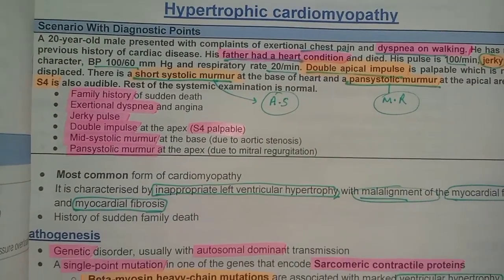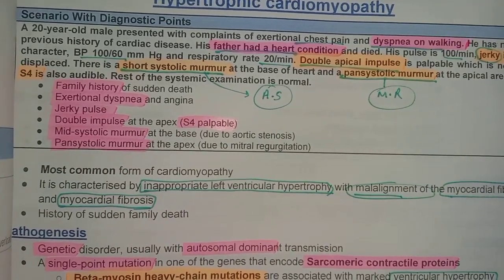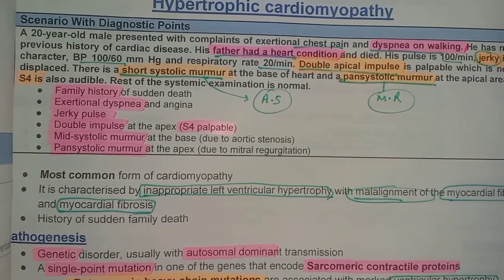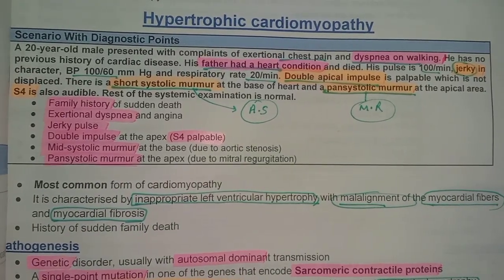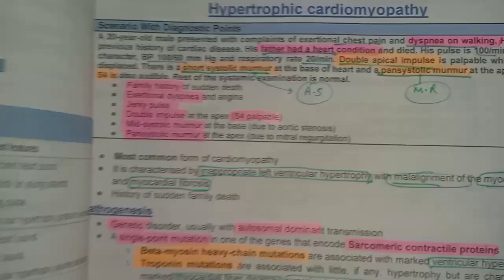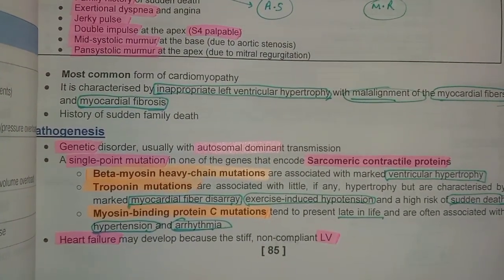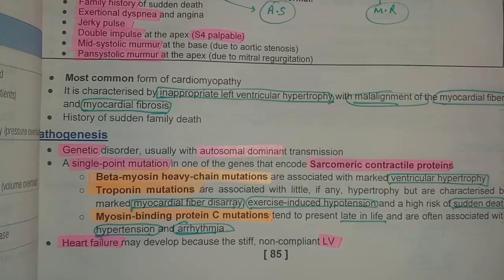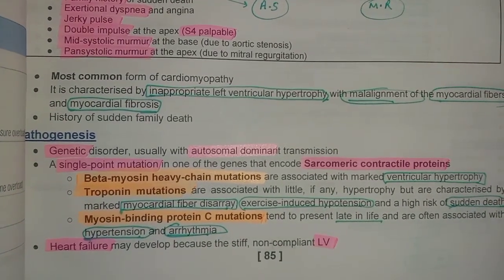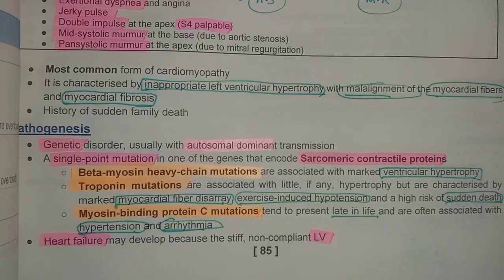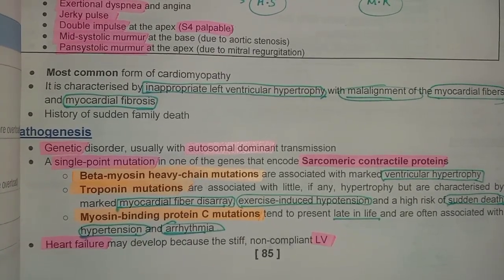It is the most common form of cardiomyopathy. It is characterized by inappropriate left ventricular hypertrophy, malalignment of the myocardial fibers, and myocardial fibrosis. Pathogenesis: it is a genetic disorder, autosomal dominant type, a single point mutation in one of the genes that encode sarcomeric contractile proteins. There are three mutations.